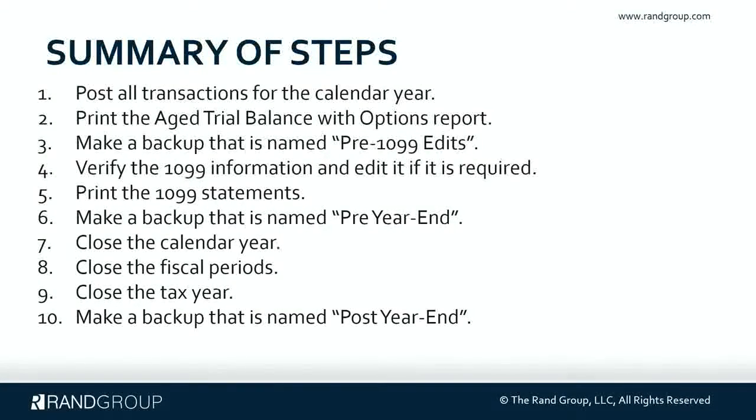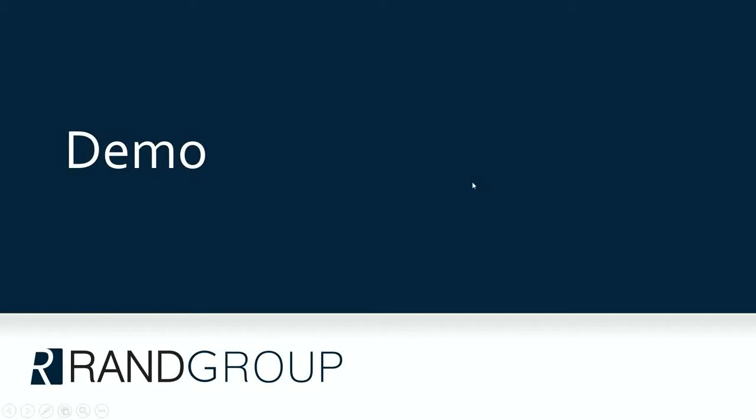Number 6, make a backup that is named pre-year end. Next, close the calendar year, and then close the fiscal periods. And second to last, close the tax year. And number 10, make a backup that is named post-year end. Let's review those steps in Microsoft Dynamics GP 2015.